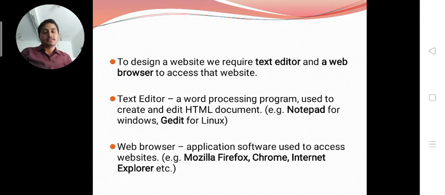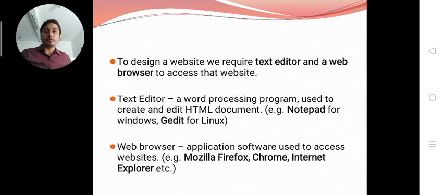Okay, so text editor. What is a text editor? A text editor is a word processing program used to create and edit HTML documents. It is not used to create HTML documents only. You can create normal text documents also, but here we are discussing HTML and how to design websites. So this definition is with respect to the website, with respect to the HTML document.